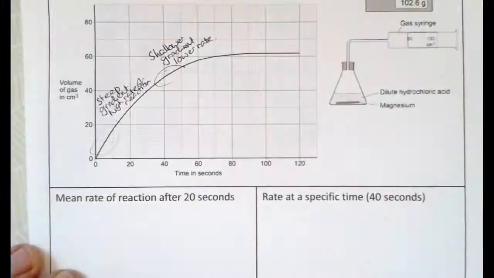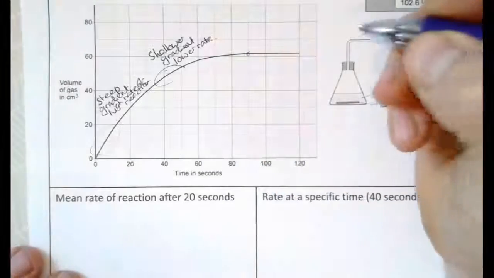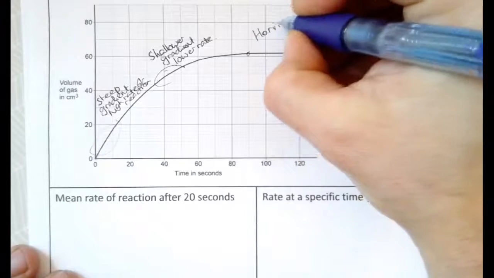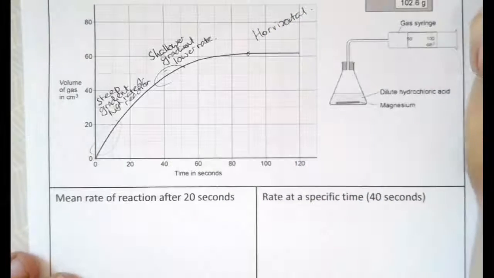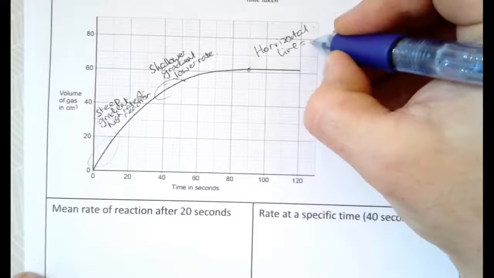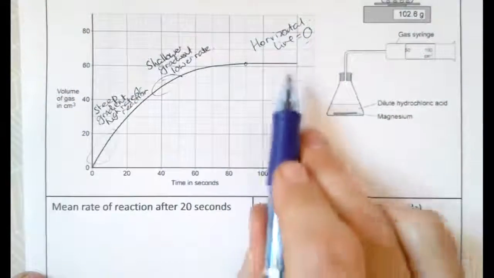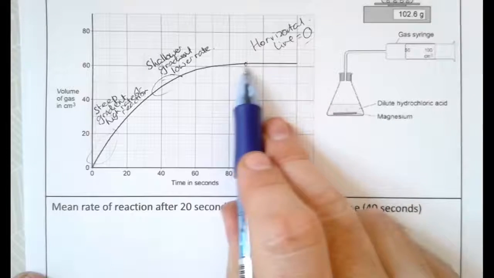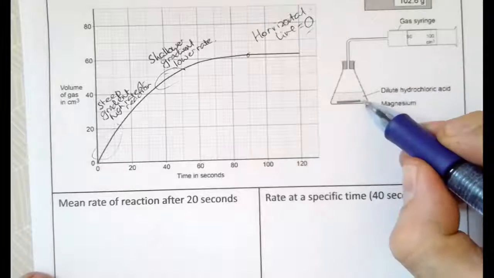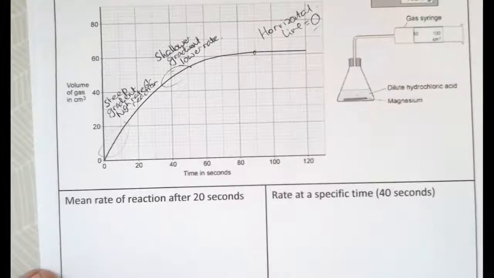And then finally, if we look beyond, say, 90 seconds, beyond this point here, the line is horizontal. If we've got a horizontal line, that means the rate of reaction is 0. So we're not producing any more gas over whatever the time period here is. So this means that either all the magnesium has reacted or all the acid has reacted, because there's no more reaction taking place. The reaction stopped.